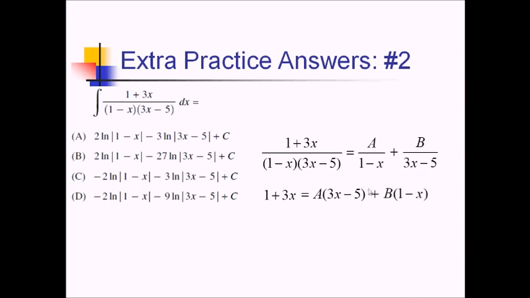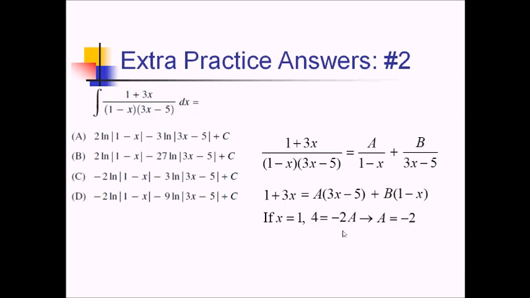Now I need to figure out what A and B are. So I'm going to pick a value of x that cancels out each of these letters, and that'll allow me to solve for the other one. So if I want to get A, this is the easier of the two. If I pick an x value of 1, that's going to be B times 0, so that's going to make B go away. Plugging in 1 on the left side, I've got 1 plus 3, so 4. On the right side, I've got A times essentially 3 minus 5, so that's negative 2A. And then solving for A, I get A equals negative 2.